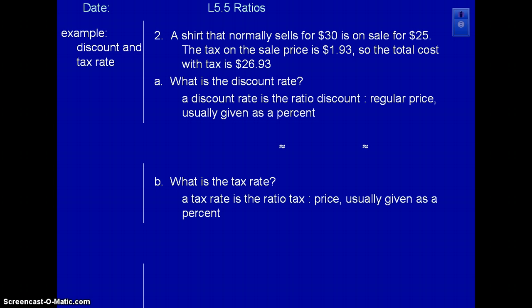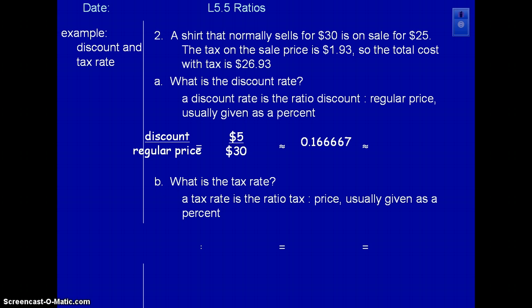So if we go back to part A and we want to find the discount rate, determine the order of the ratio. It does say the discount to the regular price. In this, we know what the discounted price is, $25, but we would actually need to make sure that we use the discount compared to the regular price. If we substitute in our quantities, that means we're substituting in then $5 to $30.